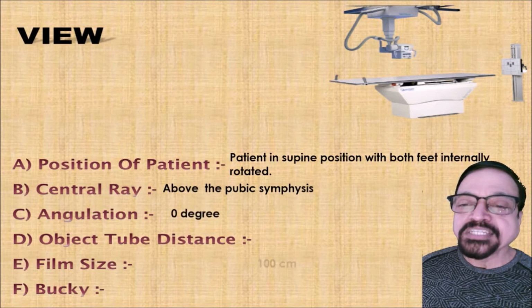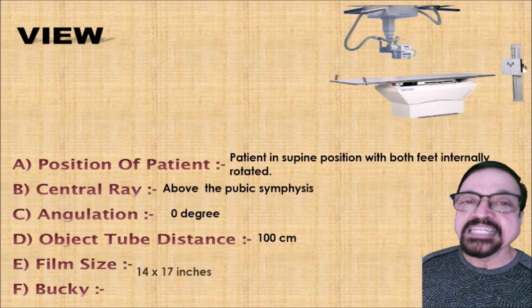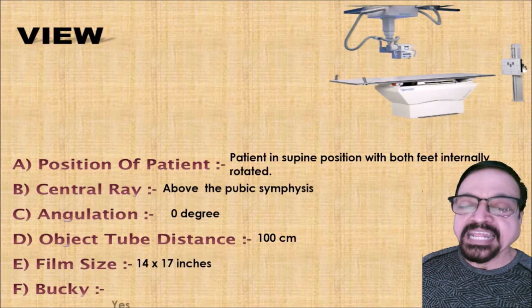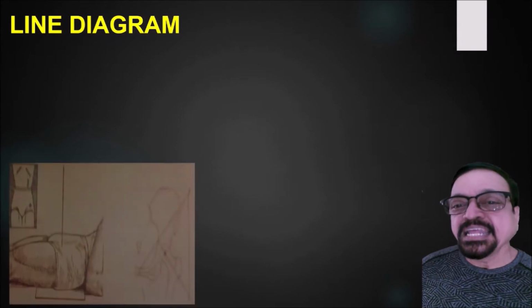Now there is no angulation required for the tube. It can be a straight angle. The distance is usually 100 centimeter and the film size is maximum, that is 14 by 17. Bucky has to be used so that different anatomical structures will be seen in better ways.